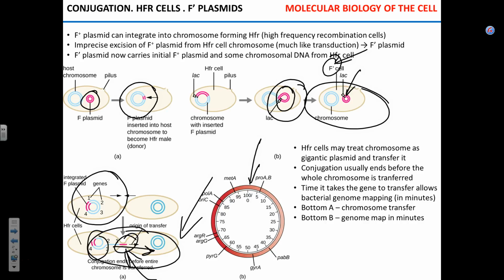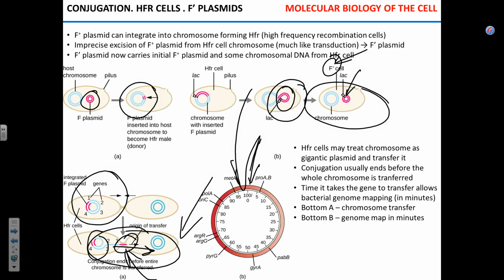Whenever they need, yes. Okay? Now, imagine that it was 10 minutes. So first 3 genes got transferred. Then in 20 minutes, first 3 and next 4 got transferred. By analyzing which genes got transferred into the recipient cell over a certain period of time, you can map the bacterial genome using minutes as the measurement unit. Okay?